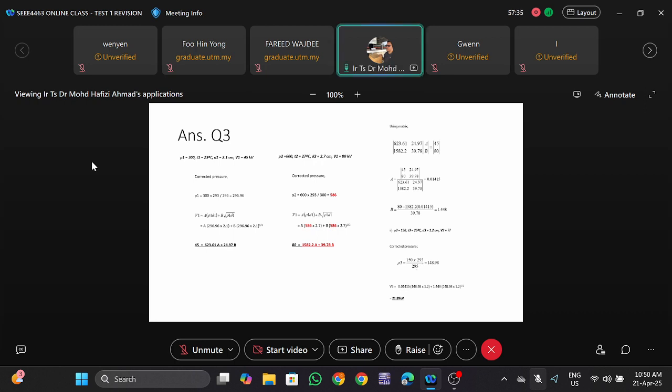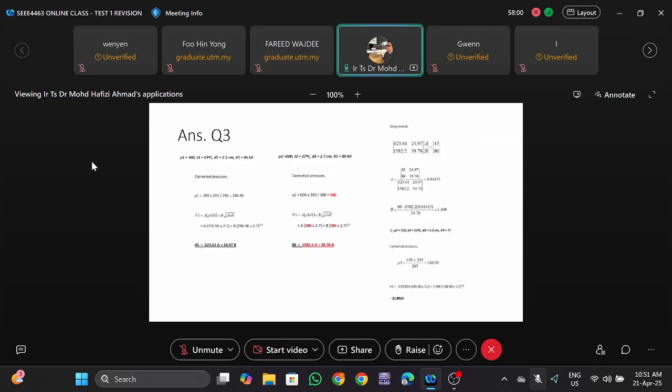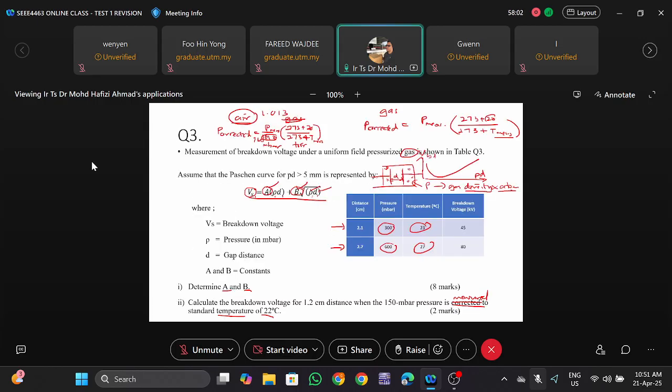Oh yeah, okay. So actually it's not corrected, it's measured. Basically, we correct at 20 degrees C, or sometimes it depends on the question. If the question asks you to correct at 25, then this will be 25 here. It depends on the question. But in the table, all of these are actually measured.